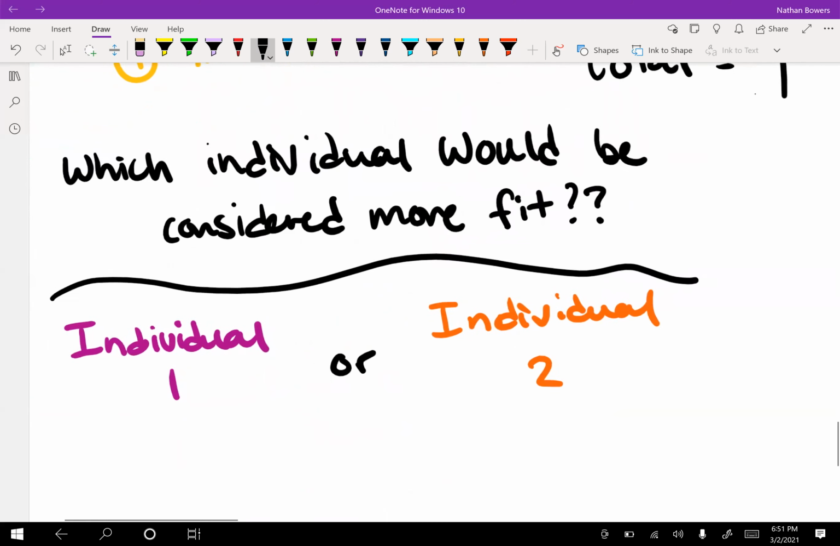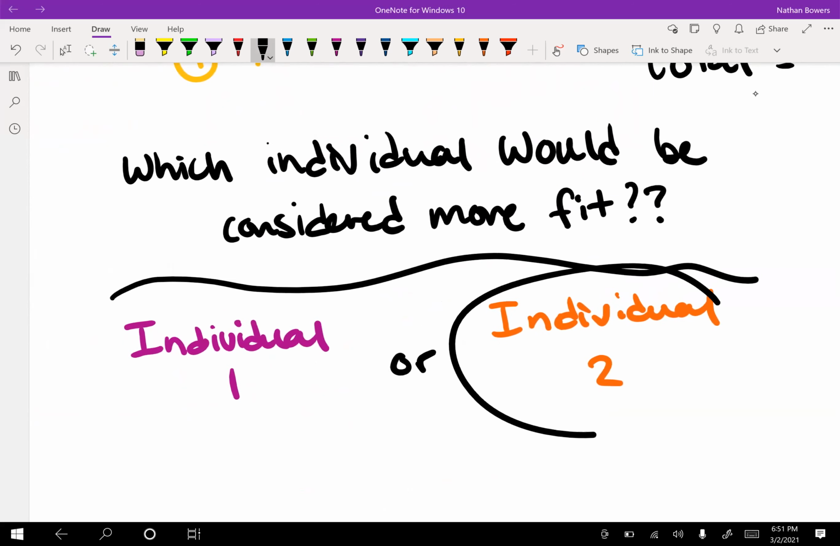So determining which individual will be more fit, we would have to say individual 2 would be more fit because it has more viable chromosomes to pass on to the next generations and to survive the next generations. Individual 1 only has 2 viable chromosomes.